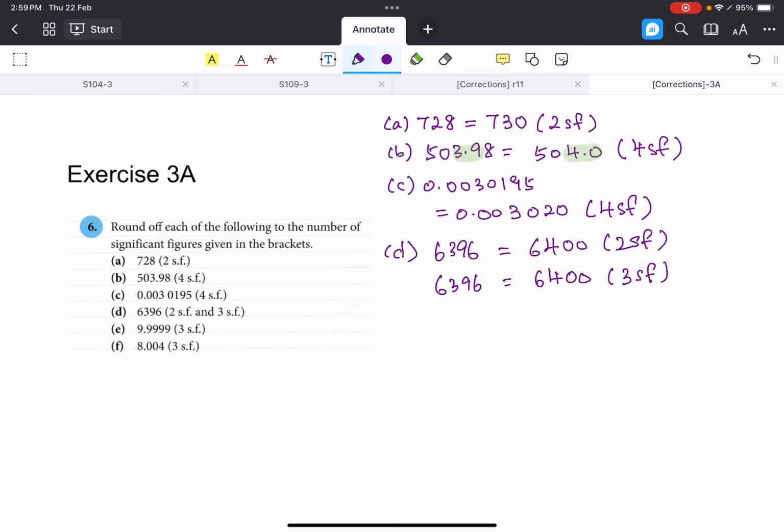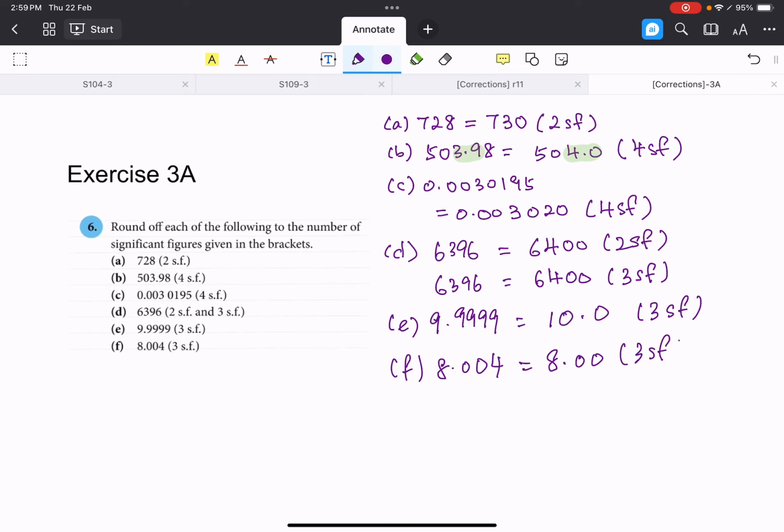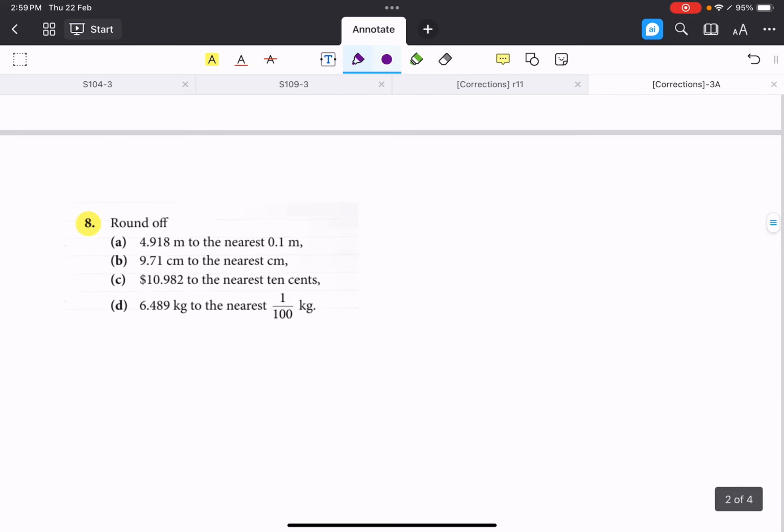Now going on, part E, we have 9.9999. When we round this off to three significant figures, it'll be 10.0. So 1, 2, 3. Three significant figures. And finally, for part F, we have 8.004. Three significant figures, it'll be 8.00. Three significant figures. I hope you have been successful. So let us move on to the next type of question.